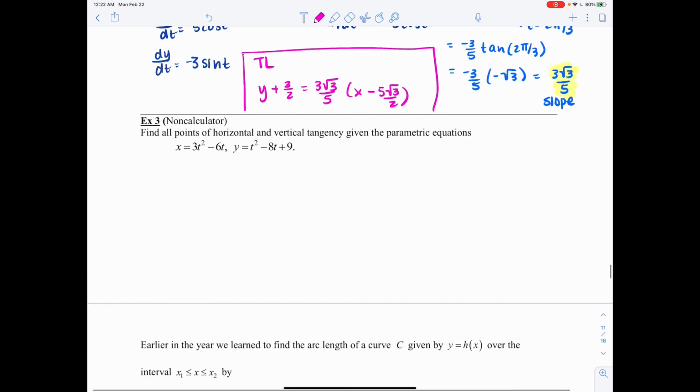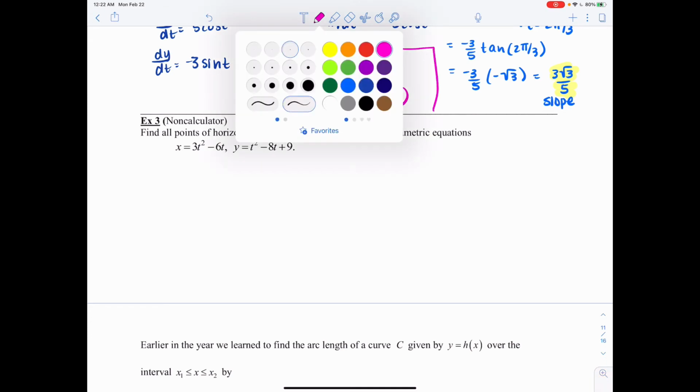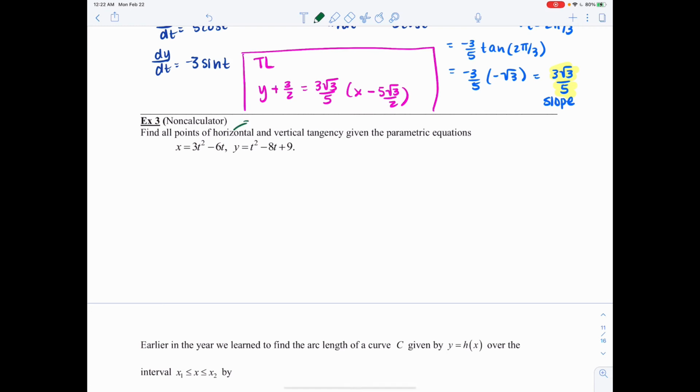Now, another spicy curveball I could throw at you is I could say, hey, you know what? Let's find all of your points of horizontal and vertical tangency. So let's have a fast refresher on that. Remember that horizontal tangency is a slope of 0. Vertical tangency is a slope that is undefined. So we're going to put some things together. Start by finding your dx dt, which will give me 6t minus 6, and find your dy dt, which is 2t minus 8.